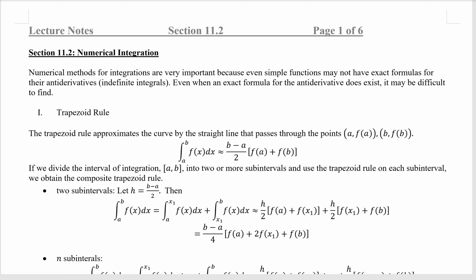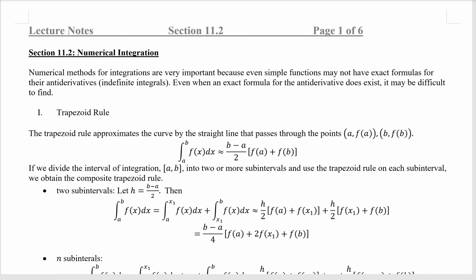is the indefinite integral. Even when an exact formula for the antiderivative does exist, it may be difficult to find. So we all know that for derivatives, for any function, we can always find the derivative, no matter how complicated it is. It could be chain rule, product rule, and quotient rule all combined together.